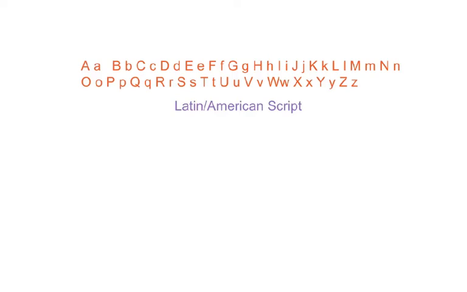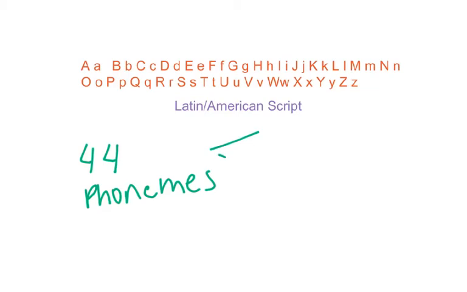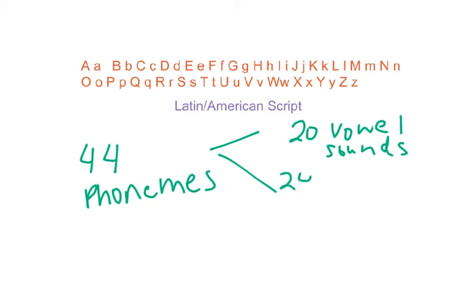There are 44 phonemes in the English language. This stems from 20 vowel sounds. Yes, we have 5 vowels, but we have 20 vowel sounds. And we have 24 consonant sounds.